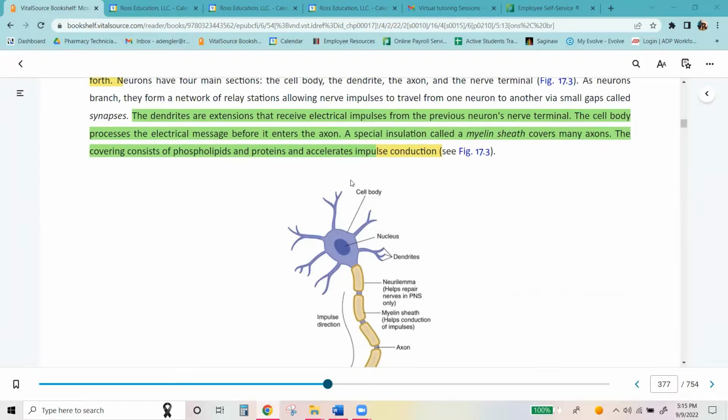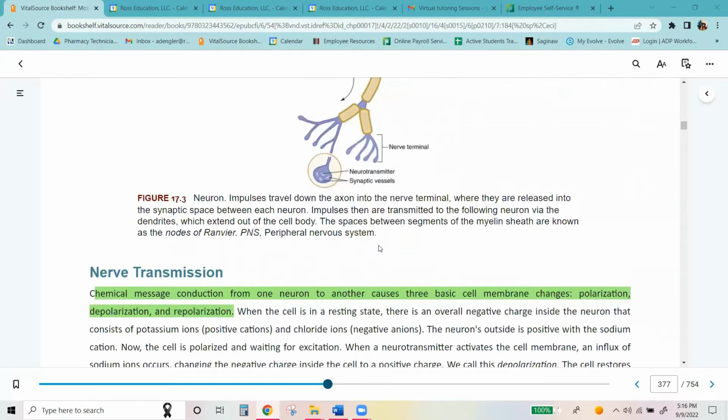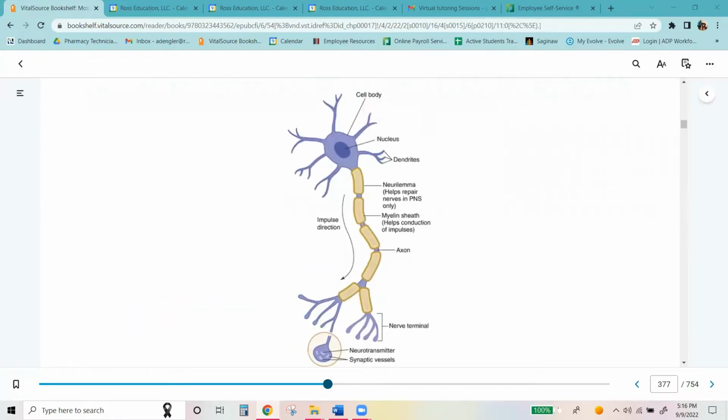The dendrites are extensions that receive electrical impulses from the previous neuron's nerve terminal. The cell body processes the electrical message before it enters the axon. A special insulation called a myelin sheath covers many axons. The covering consists of phospholipids and proteins and accelerates impulse conduction. And the small gaps are the synapses. And here's the picture, so you can look at it a little bit better.